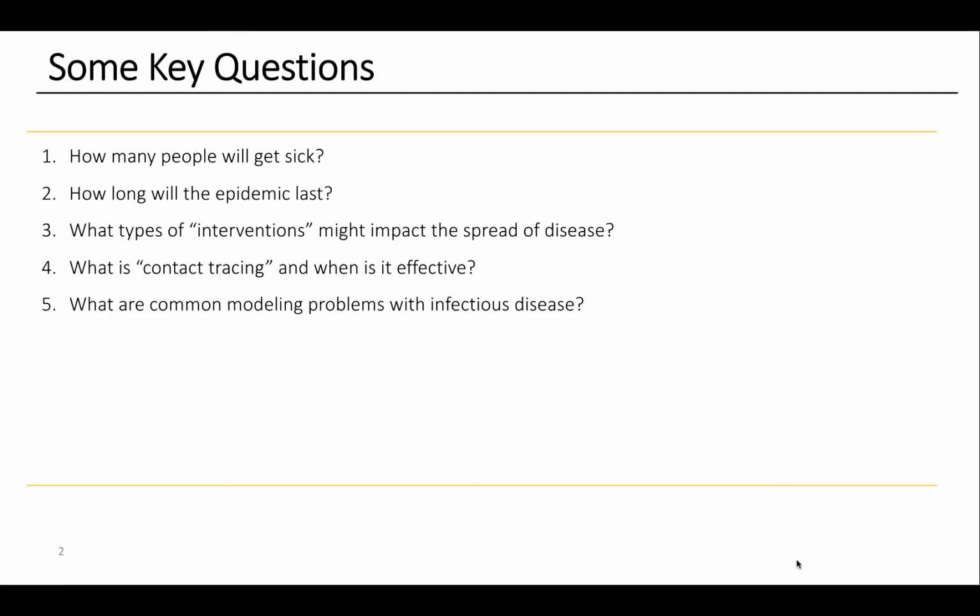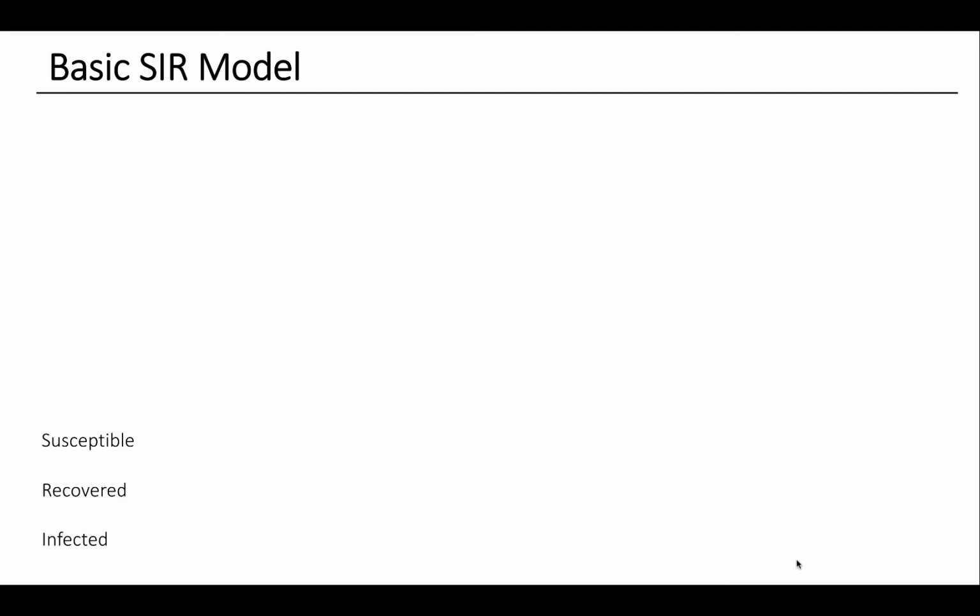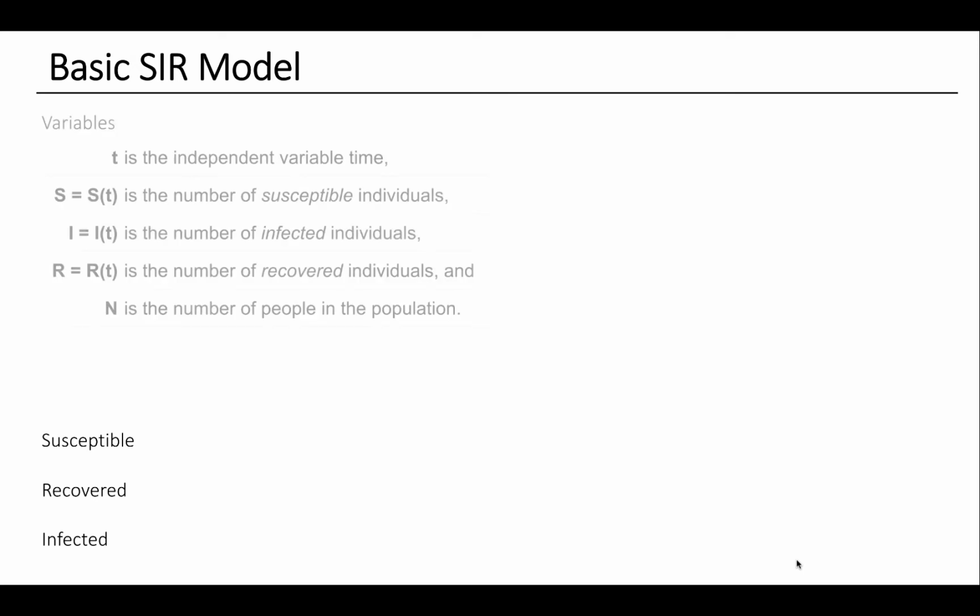We're going to be addressing several questions with this basic model, like how long will people be sick, how many people will be sick. If you do an intervention, can you estimate based on the model how that will impact it in terms of time to recover, in terms of peak, number of people getting sick. We'll also talk a little bit about contact tracing, when it's effective, and what are some of the common problems with modeling infectious disease. So let's begin with the basic SIR model.